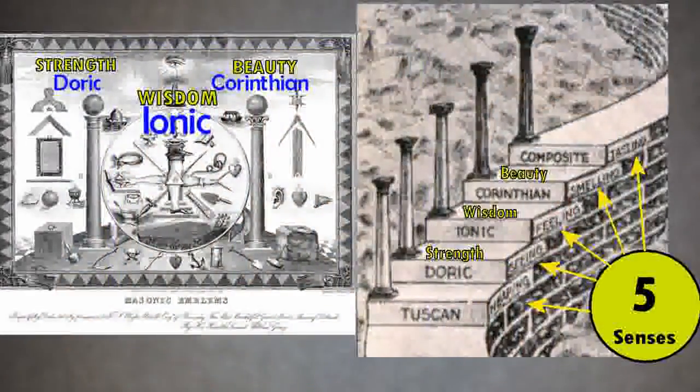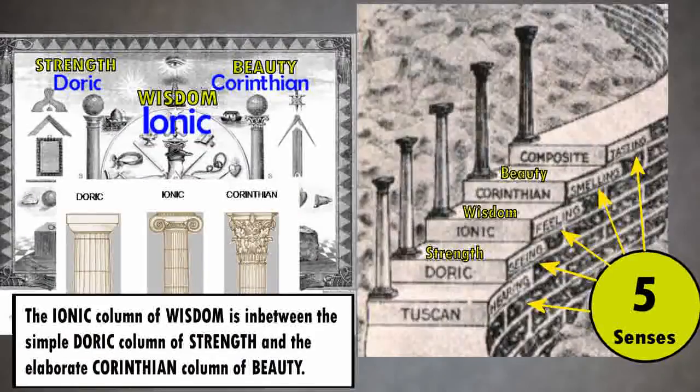Now, a standard tracing board for a degree will have 3 columns and the 3 Greek orders: Doric, Ionic, and Corinthian. Doric represents male; it's the column of strength. Ionic in the middle represents the woman, the column of wisdom, and Corinthian on the right-hand side represents the maiden, or the virgin, and the column of beauty. So between the strength of the male Doric column and the beauty of the Corinthian virgin column, we have the female column of wisdom. Between strength and beauty, wisdom.